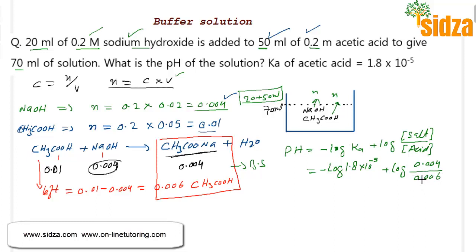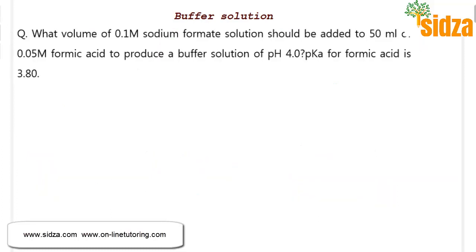Okay, so now you can further solve this equation, and the answer will be 4.568. So that is the pH. Okay, this is the pH of a solution. So that means this buffer solution of the acetic acid and the salt will have a pH of 4.568.